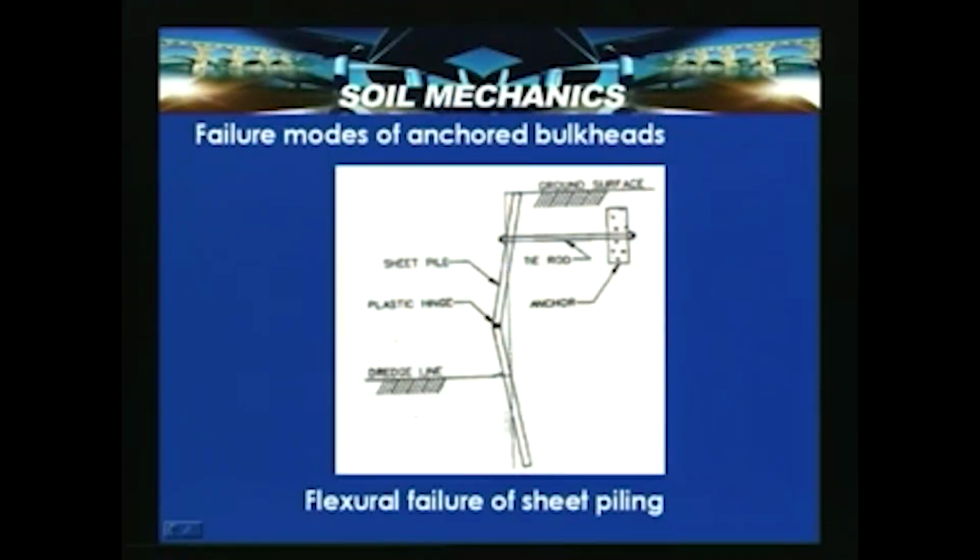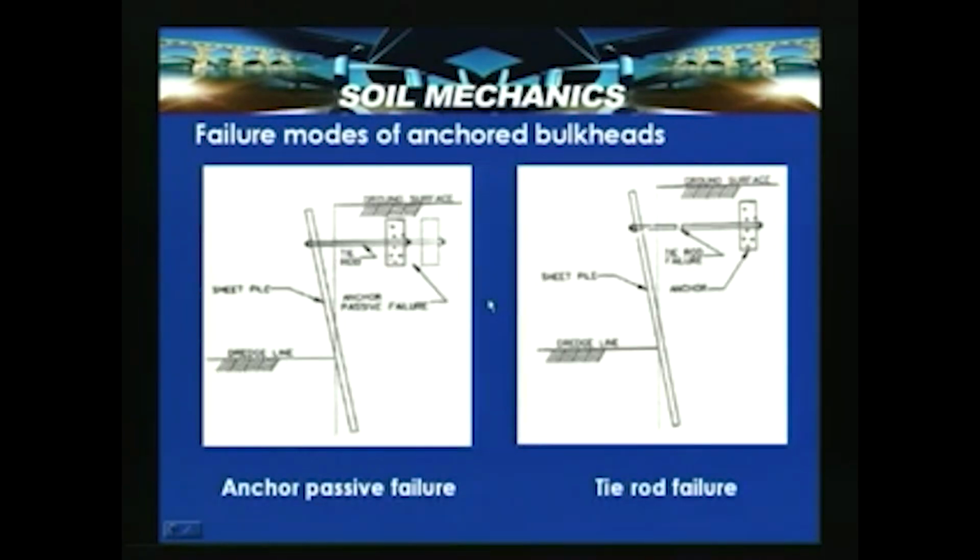In the previous slides we have seen failure modes of cantilever sheet pile walls. Now let us assume that we have anchored bulkheads, and this is the original configuration of the wall. Due to some reason, or due to inadequacy of the section, flexural failure of the sheet piling can occur, and then a plastic hinge can take place and the wall can undergo failure. In this case the tie rod and anchor are intact, but the wall section has undergone failure with a deflected surface like this. So this is one of the failure modes for anchored bulkheads, which is flexural failure of sheet piling.